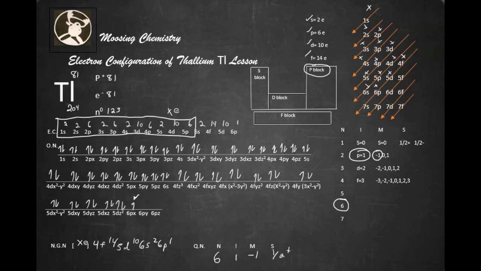And that's Pauli's exclusion principle, which says that no two electrons can have the same set of quantum numbers.